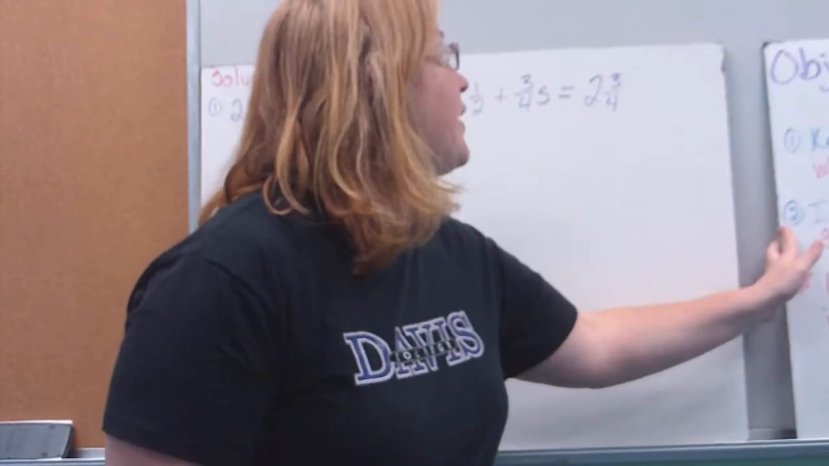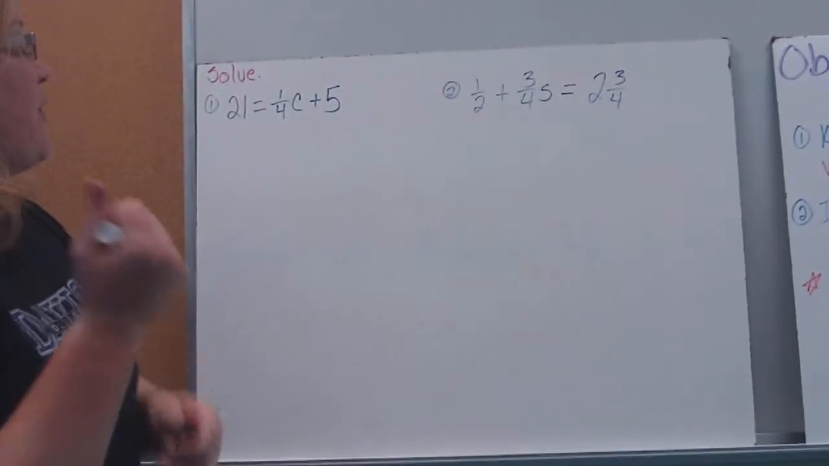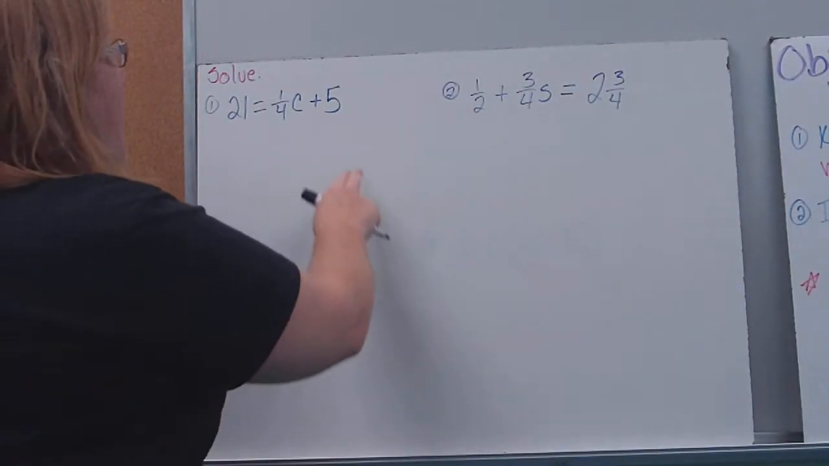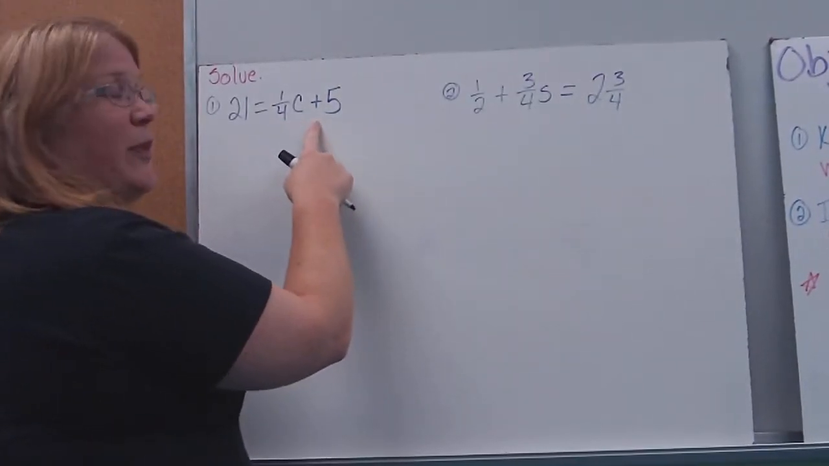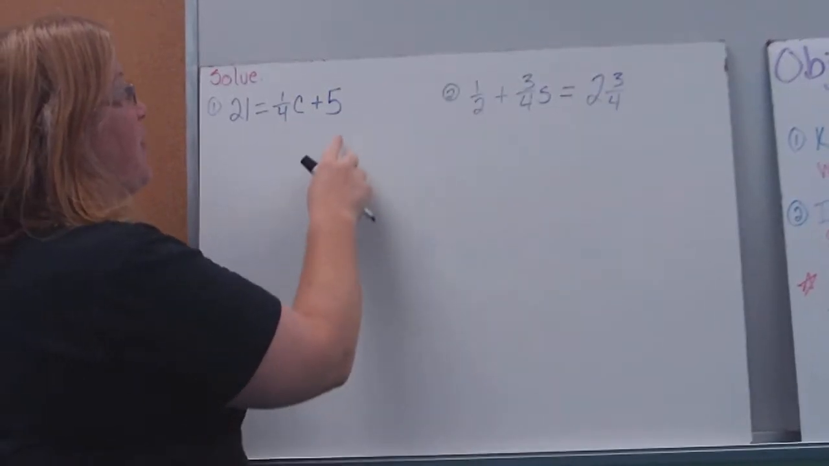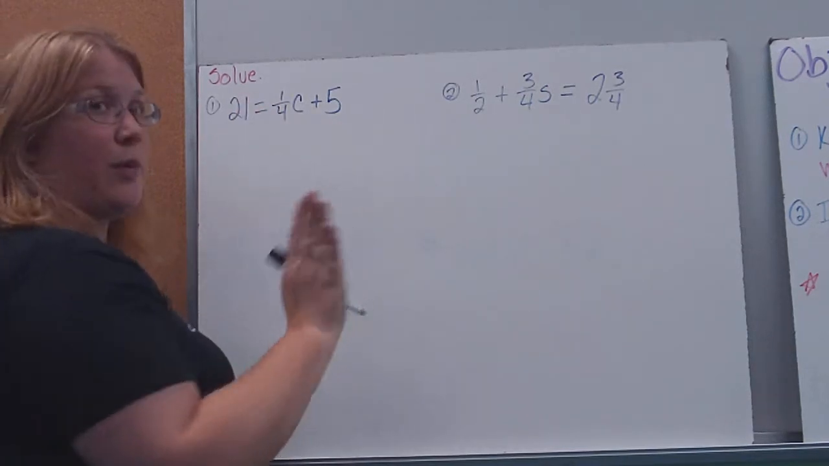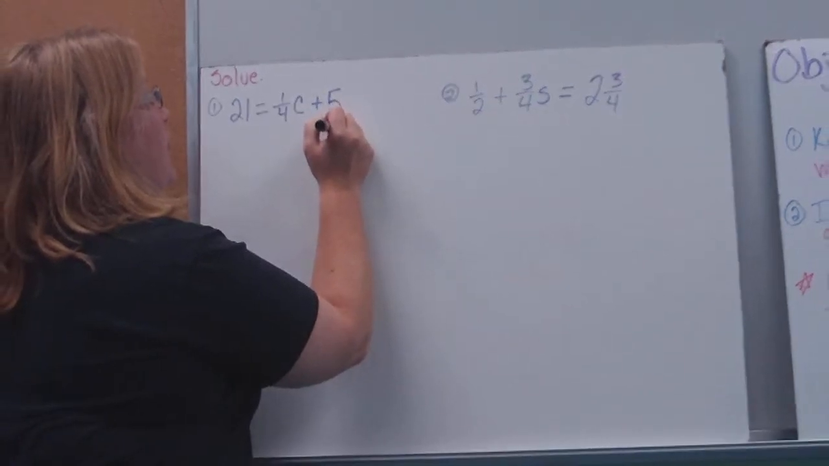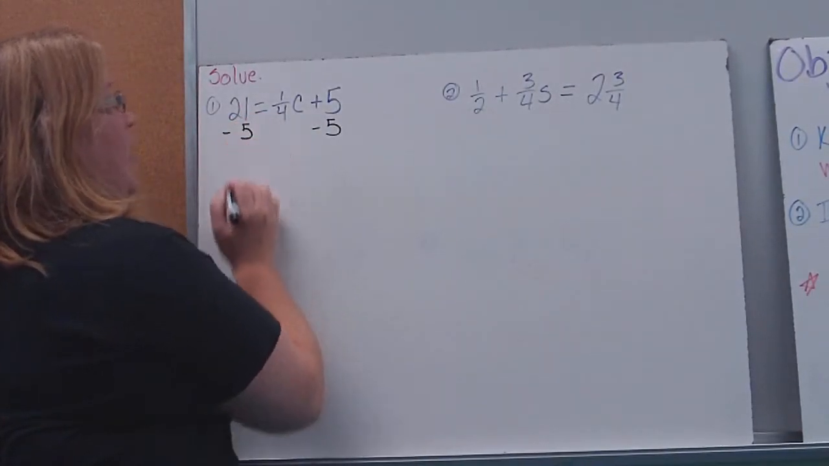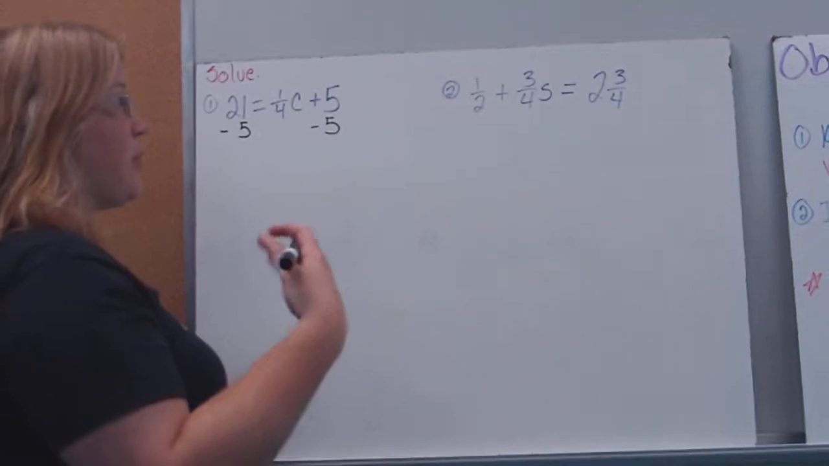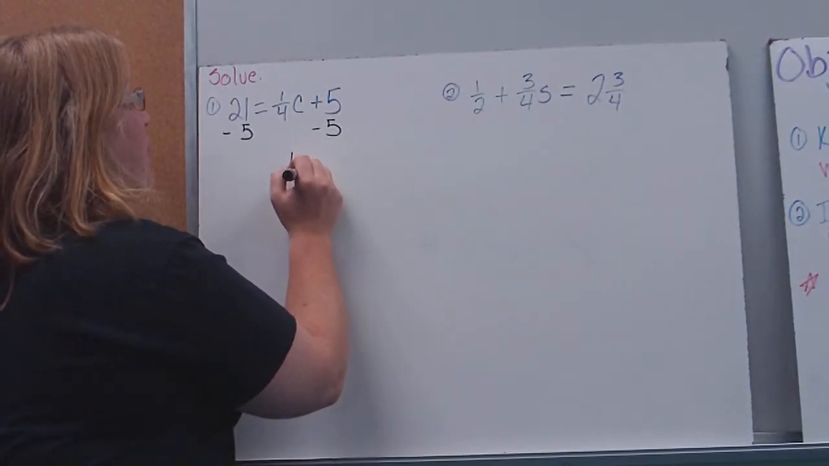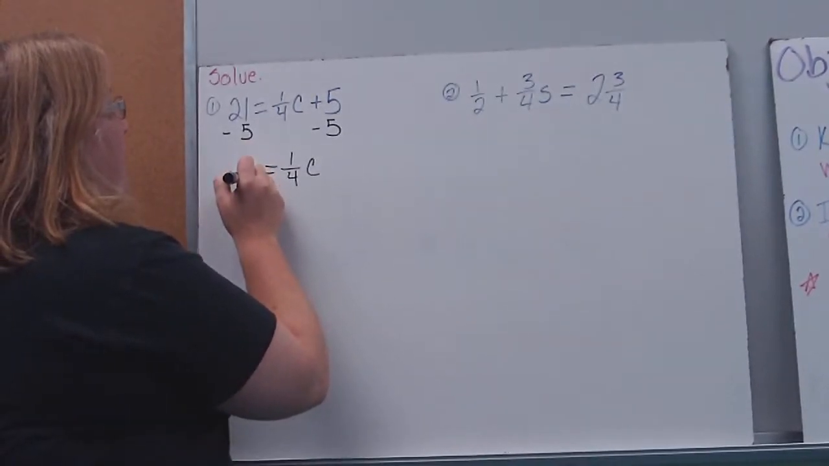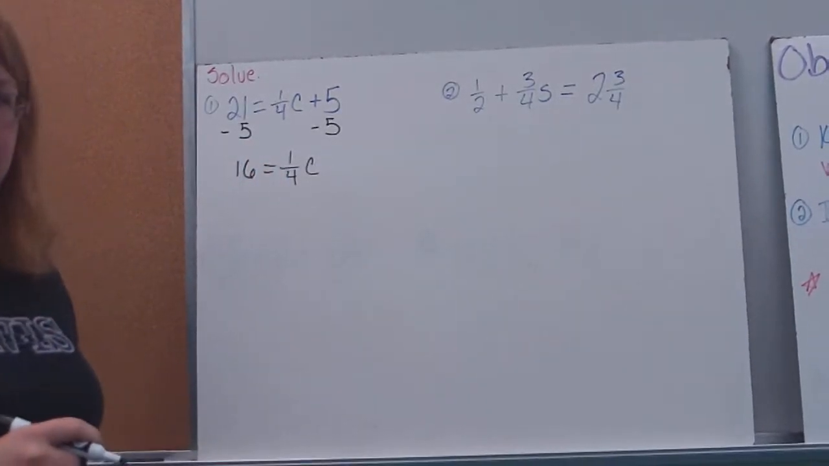So I have a few examples for you. We'll take a look at. All right, so you'll notice that we are adding and subtracting here. The nice thing about here, I'm doing multiplication and addition. I need to undo the addition first. What you'll notice is my addition is with whole numbers, so I don't need to worry about a common denominator right now. So let's just undo my addition. I'm going to undo my addition by subtracting. So I'm just left with 1/4 times c on this side. Over here, 21 minus 5 leaves me with 16.